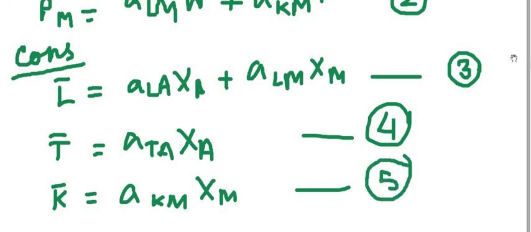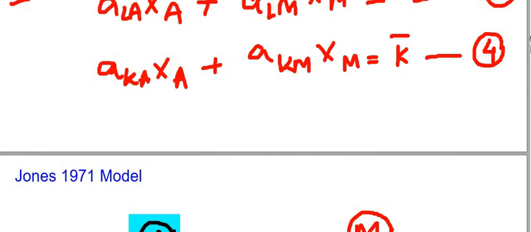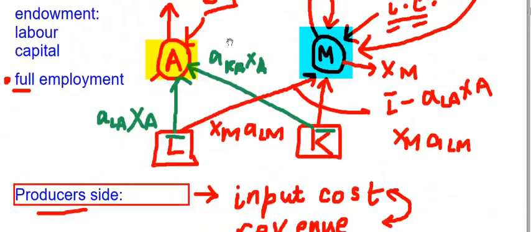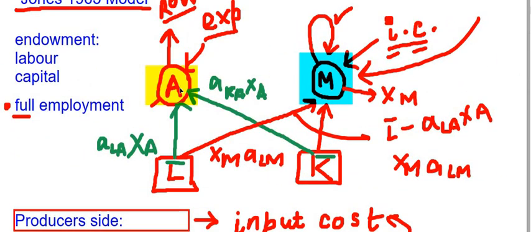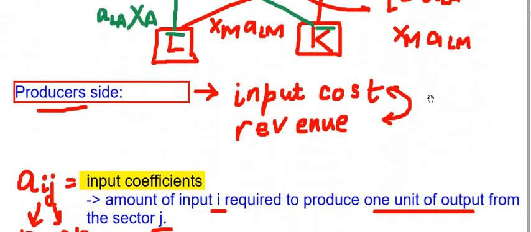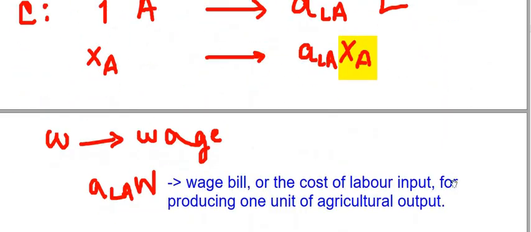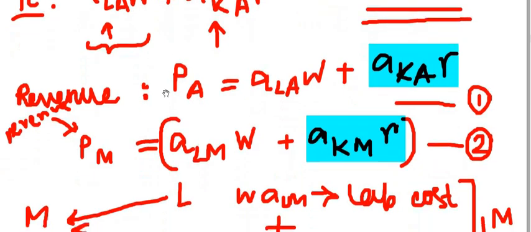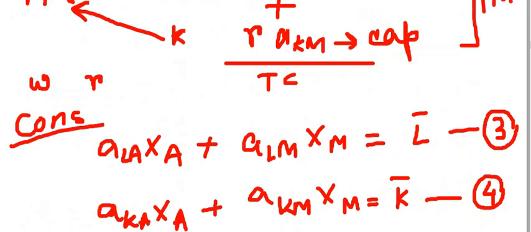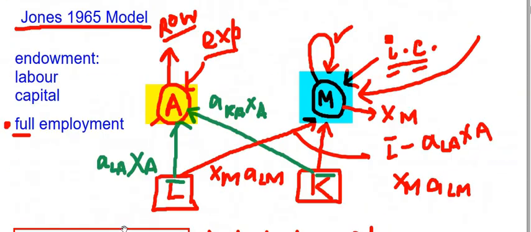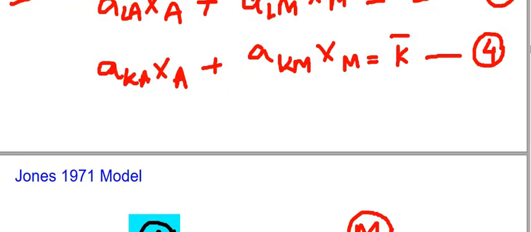As you can compare with the 1965 model, in the 1965 model there were two sectors. So we had the A sector and the M sector. If you look at the production side of the equations, which is equations 1 and 2, you have PA and PM. So you can realize that from the production side, the number of sectors in the economy gives you the equations on the production side. Similarly, the number of factors involved in the economy, L and K, gives you the number of equations on the consumer side.